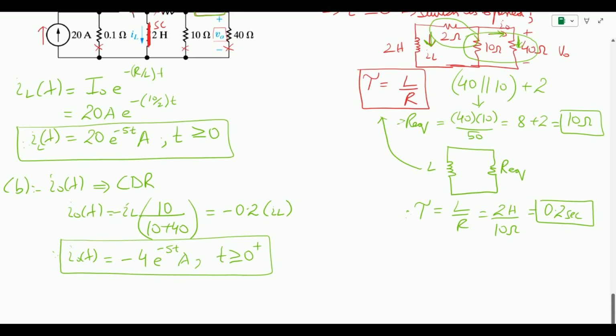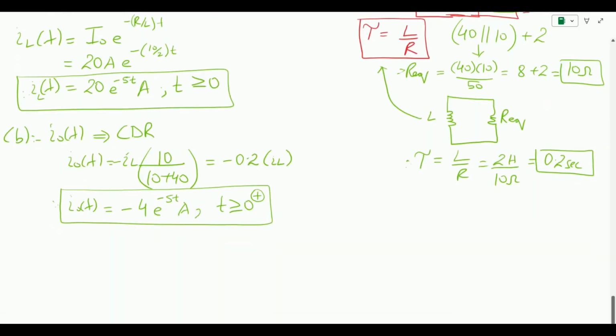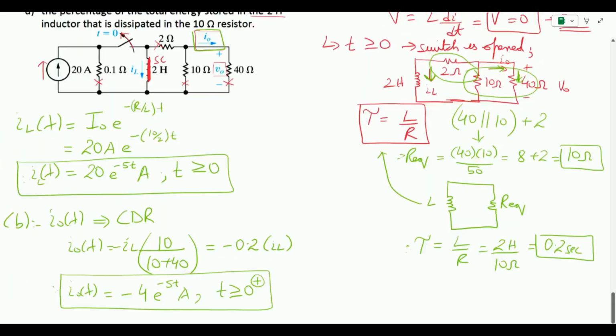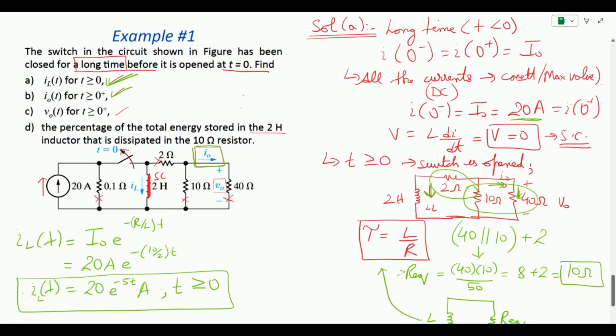Again, plus is written because we are finding the condition after the switching, and this current is not going to be the same for the initial condition. The initial condition was i naught(t), here i naught(t) is not utilized. And finally, let us come to the third part. In part C, we need to find the voltage v naught(t). v naught(t) is appearing across the 40 ohm as shown over here.